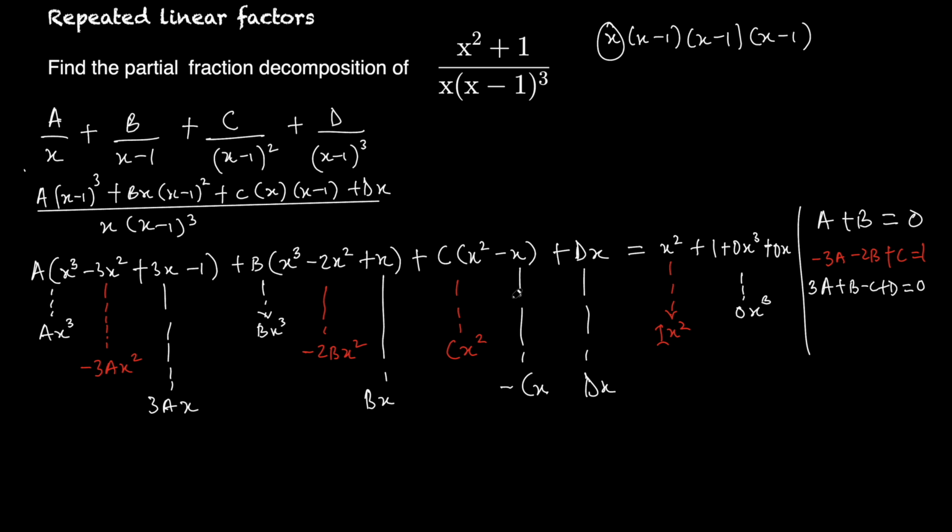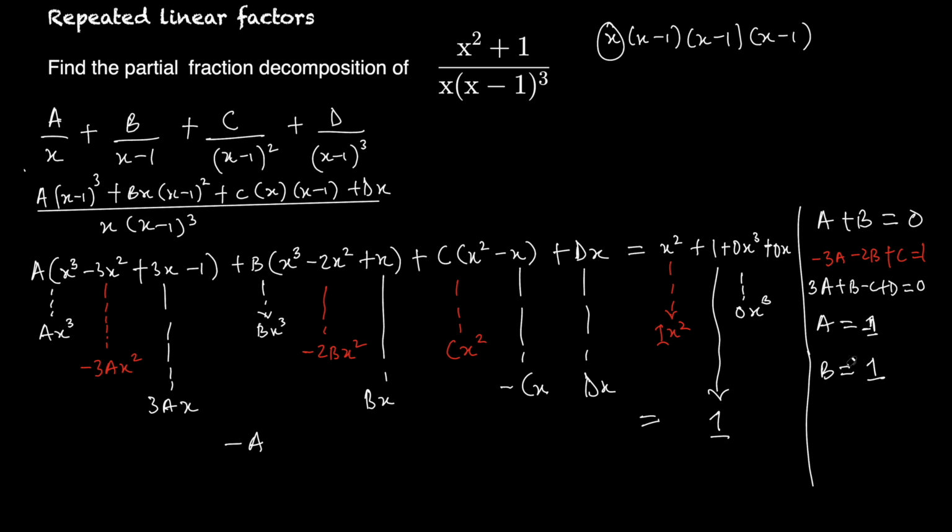Lastly is the constant term, which is the negative 1 you have in the first parenthesis. In the second parenthesis there is none, in the third there is none, and in the fourth term there is no constant. So we have negative A, and on this side we have a 1, which is the matching term. So we have A equals -1. Now, if A equals -1, if you take that to the first equation, it means that B equals 1.